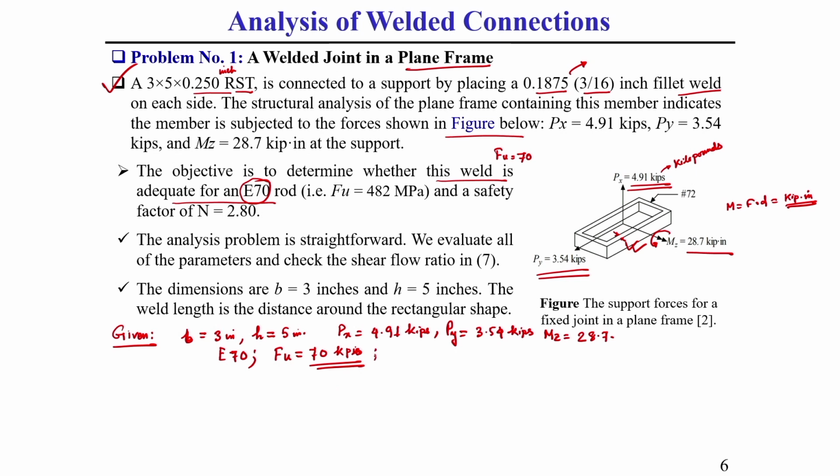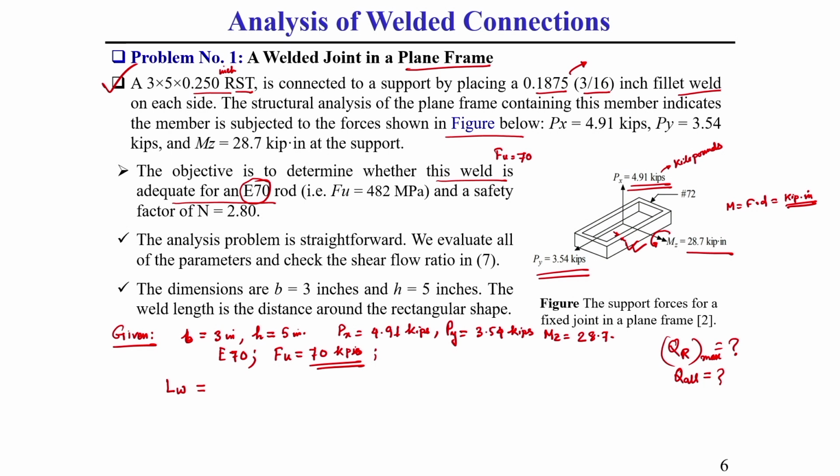So, I am going to start solving this problem to check. Our main intention is to find out first Q resultant maximum. We need to find out Q allowable also. These two things we need to find out. After that we need to find the ratio of these two and check whether it is less than 1 or greater than 1. So, first thing we need to do, the total length of the weld, Lw.